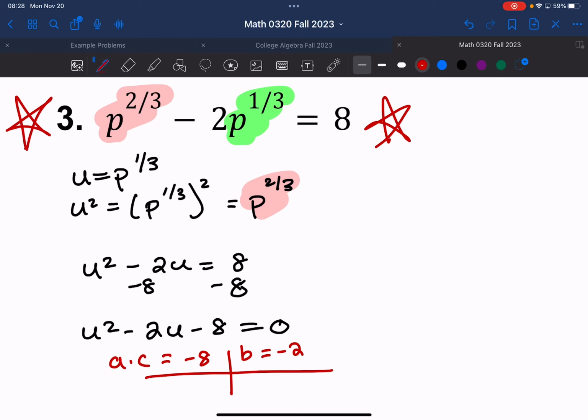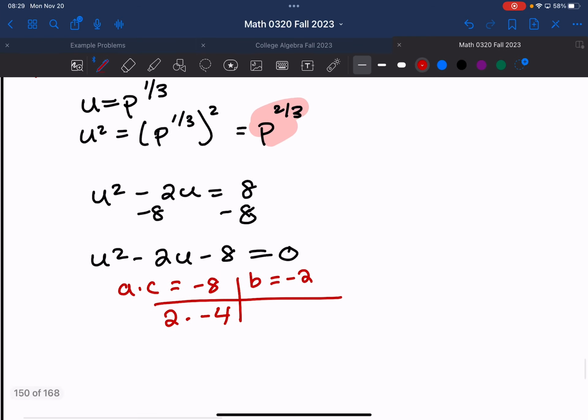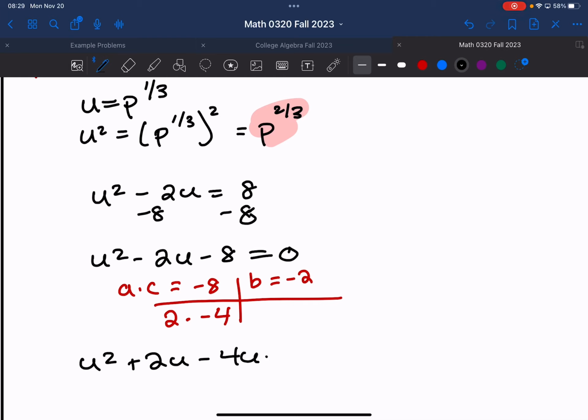-2 and 4. Perfect. Well, almost. -2 and 4 would give us a +2. So 2 and -4. 2 times -4. When we add those, we would get a -2. So those are our numbers we're plugging back in to expand our equation. So we have u squared plus 2u minus 4u minus 8 equals 0.